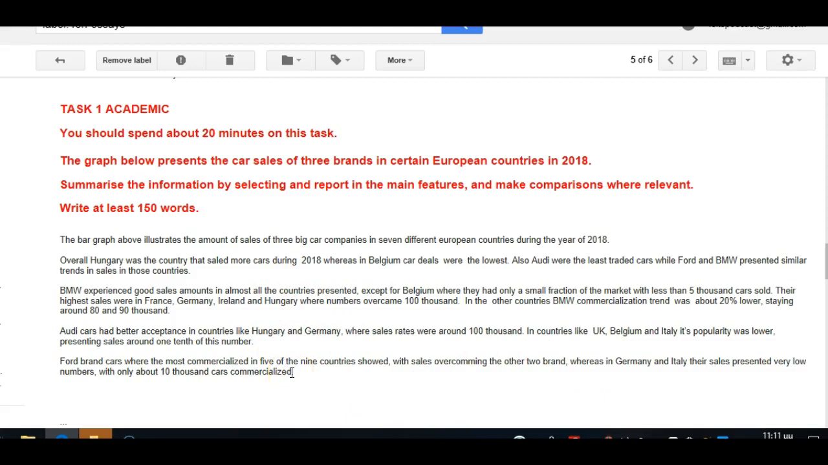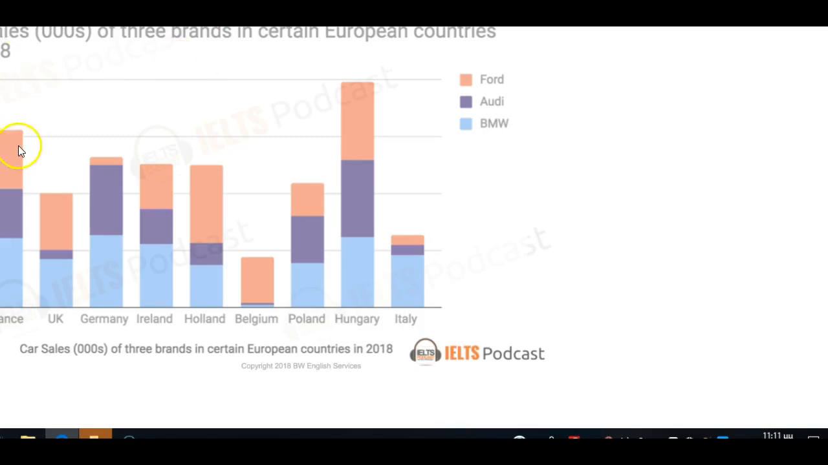Now, do you remember what I said to you when I first opened the bar chart? Let's look at it again. I told you that one of the reasons why it's presented like this is because there's a real emphasis on the total cars sold in each country, okay? And then what they do in this way is they show you the breakdown of what contributed to that total.